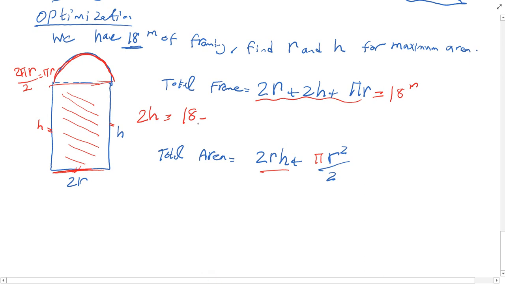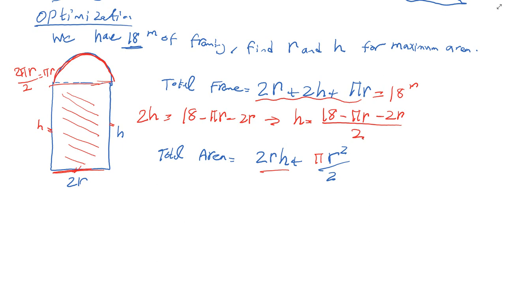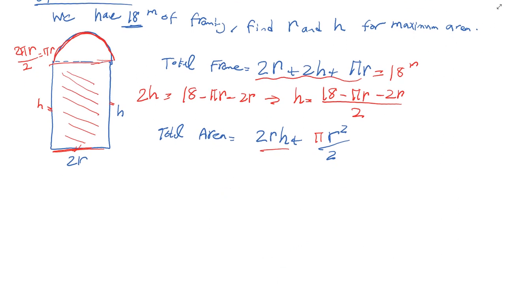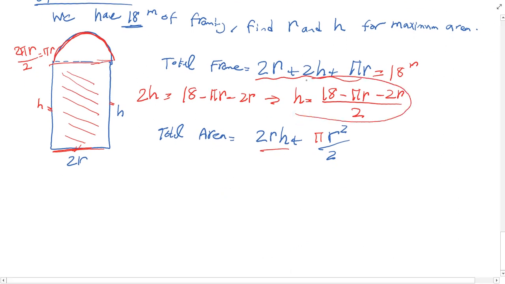So we're going to get h equal to 18 minus pi r minus 2r, all divided by 2. So I found the h in terms of r. The next thing I'm going to do is come here, put the value of h from here into this equation, and then I can calculate the total area.